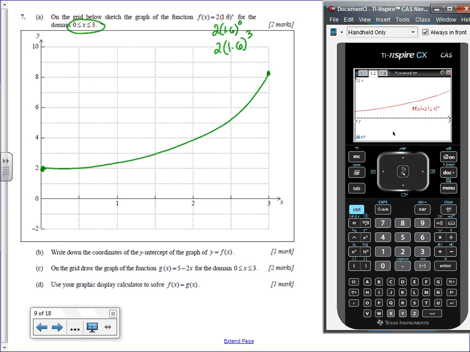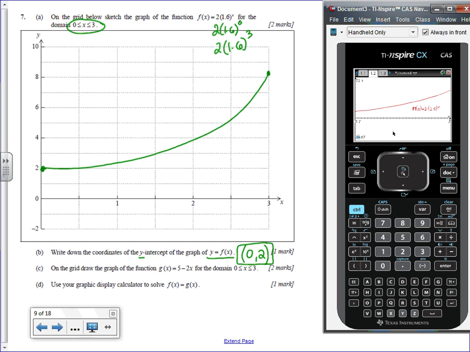Okay? Then for part B, write down the coordinates of the y-intercept of this graph, of y equals f of x. They just have to write it that way because they're asking us for a y-intercept. The function was called f of x, so they have to define that y is f of x. We're going to find the y-intercept right there, and it's asking for it as coordinates. Couldn't be easier. It's right there on the graph. We plugged in 0 for x. We got 2 for the y. So 0, 2.